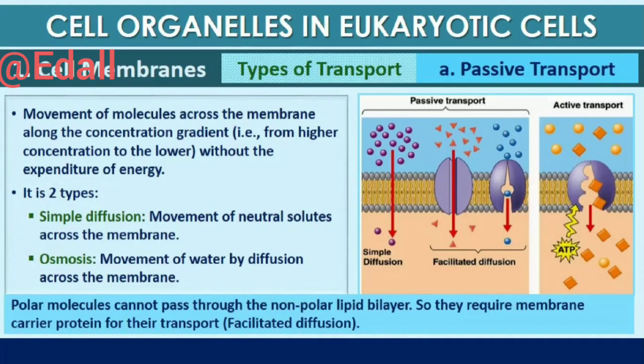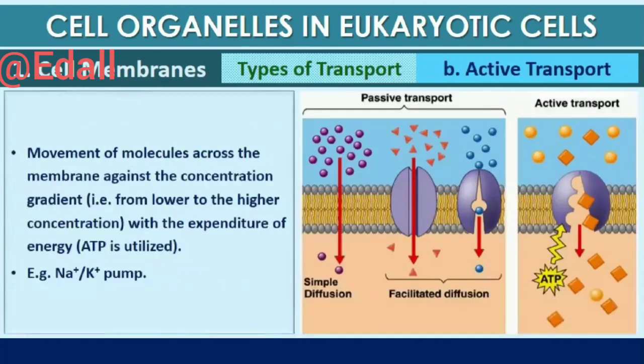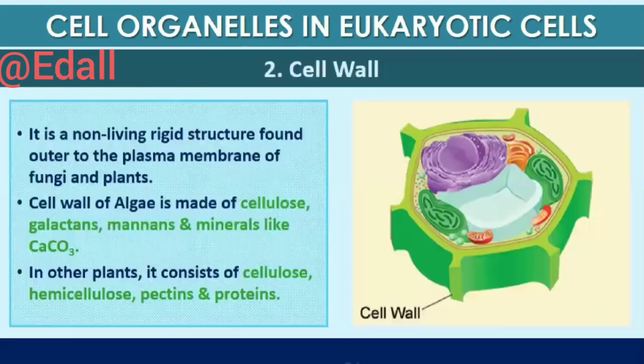As the polar molecules cannot pass through the nonpolar lipid bilayer, they require a carrier protein of the membrane to facilitate their transport across the membrane. A few ions or molecules are transported across the membrane against their concentration gradient, that is, from lower to the higher concentration. Such a transport is an energy-dependent process, in which ATP is utilized, and is called active transport, for example, Na+/K+ pump.